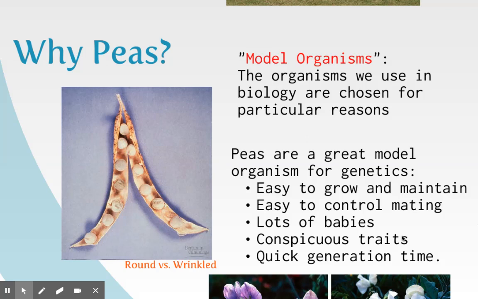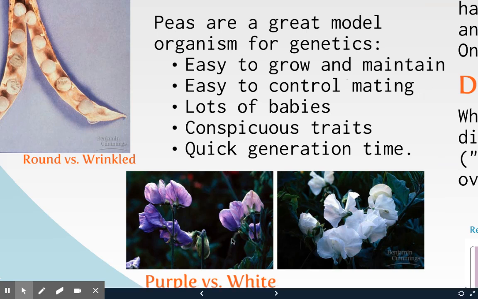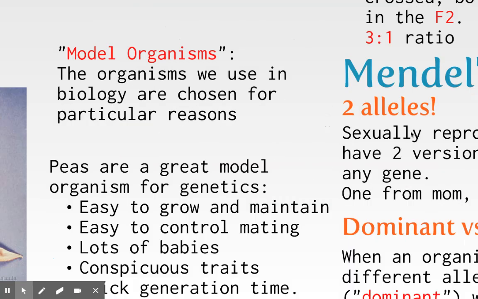And then the generation time is really quick. So you can do your research within a reasonable amount of time, and you can collect a lot of data on multiple generations because their generation time is so quick. So this is what we mean by conspicuous traits. Like you can really tell if a flower is purple or white, and there's typically two options for the traits instead of multiple.